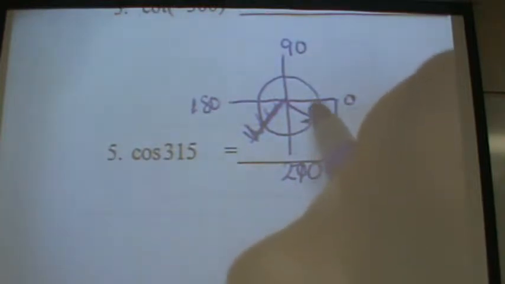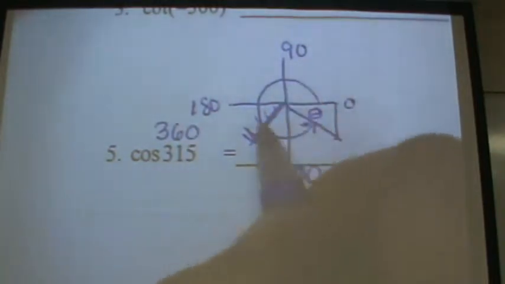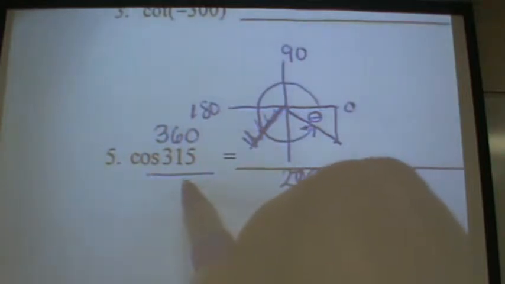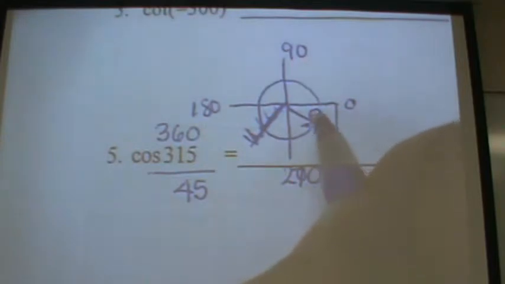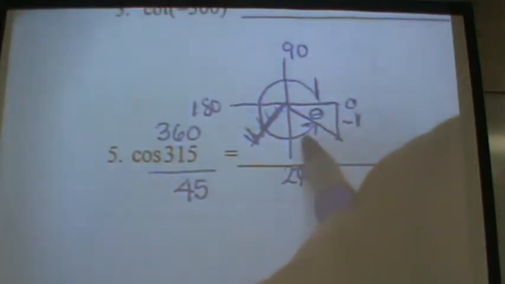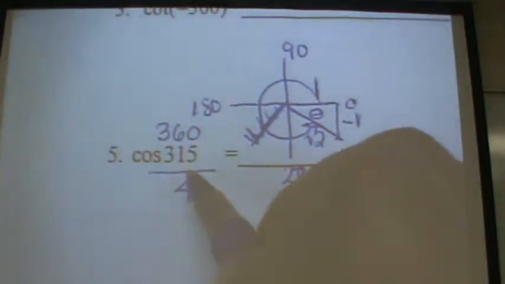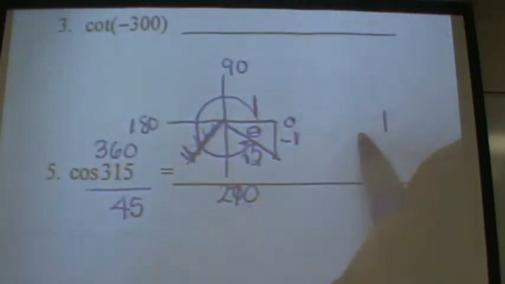This angle is what I'm going to play around with. So what I'm going to do is take 360 degrees and remove that 315 to see what this angle is right here. What is it? 45. So this is a 45-degree angle. So again, this is going to be 1, this is going to be -1, and this is going to be root 2. So what's the definition of cosine? Adjacent over hypotenuse. So what's your answer? 1 over root 2.